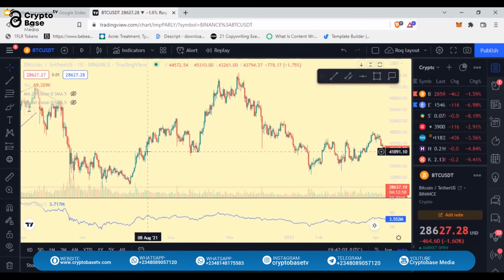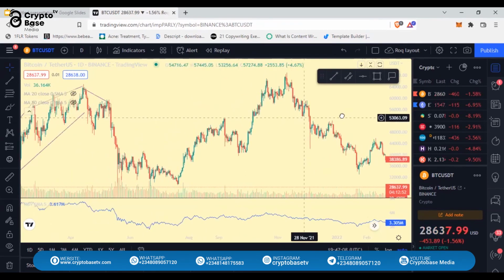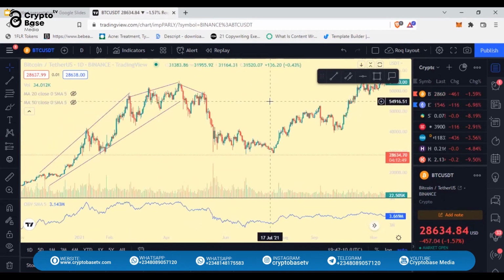Just open your chart. If you are done with this Zoom session, make sure that you open your chart and practicalize everything I'm saying. Look for head and shoulders. Look for patterns everywhere. You can start with your weekly time frame.